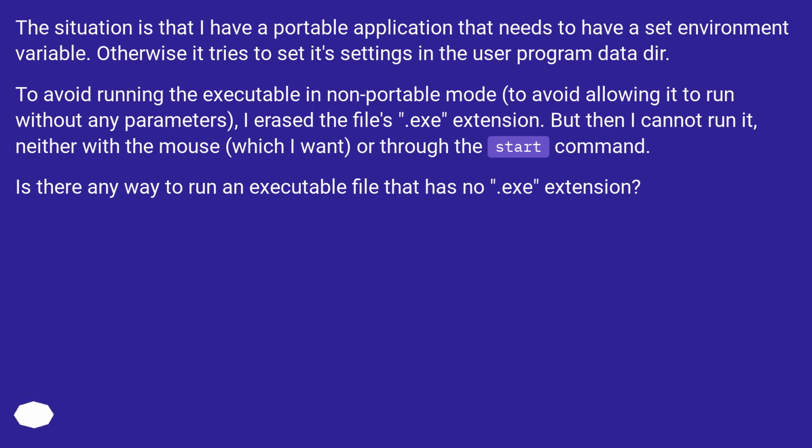To avoid running the executable in non-portable mode, to avoid allowing it to run without any parameters, I erase the file's EXE extension. But then I cannot run it, neither with the mouse, which I want, nor through the start command. Is there any way to run an executable file that has no EXE extension?